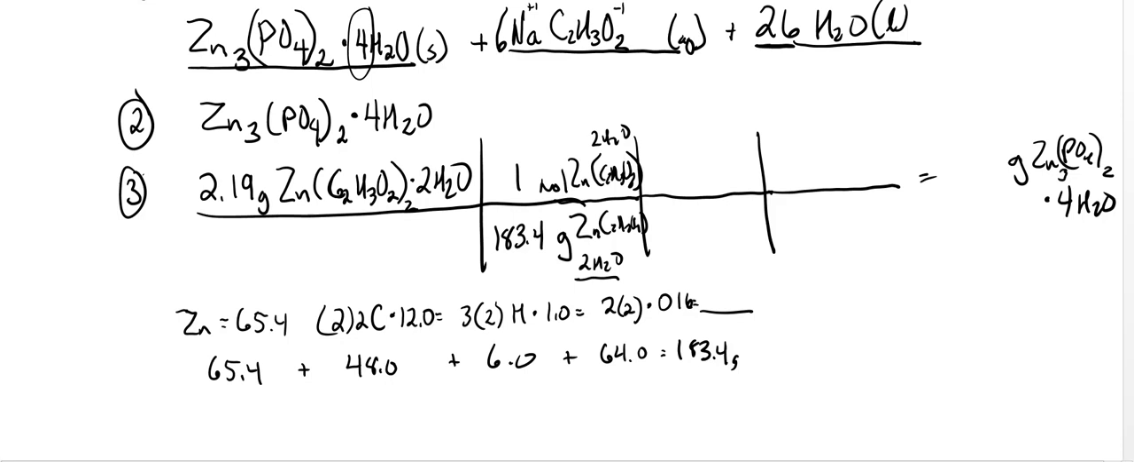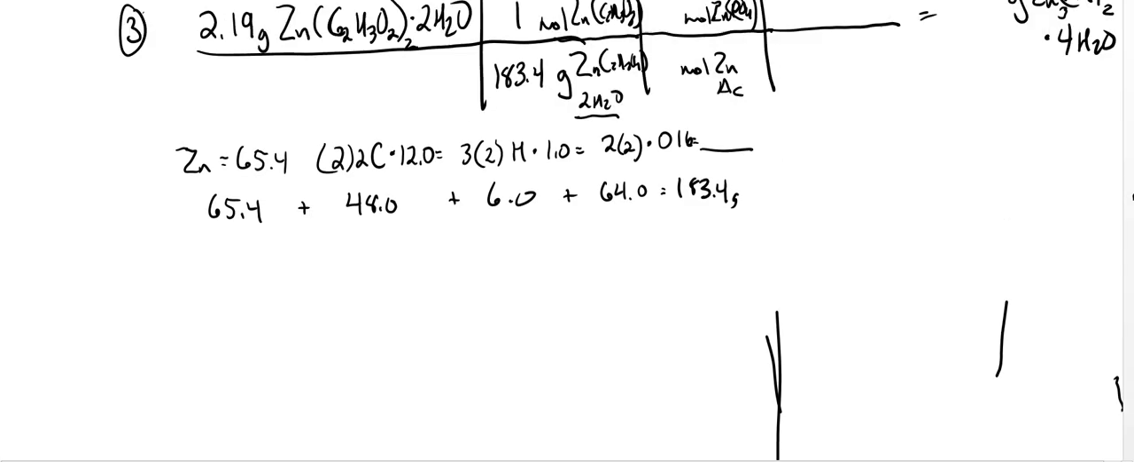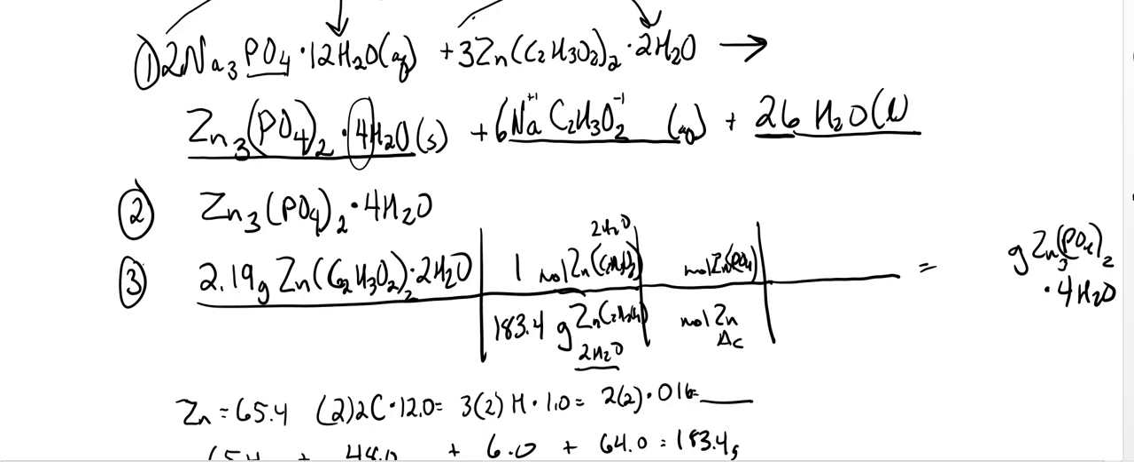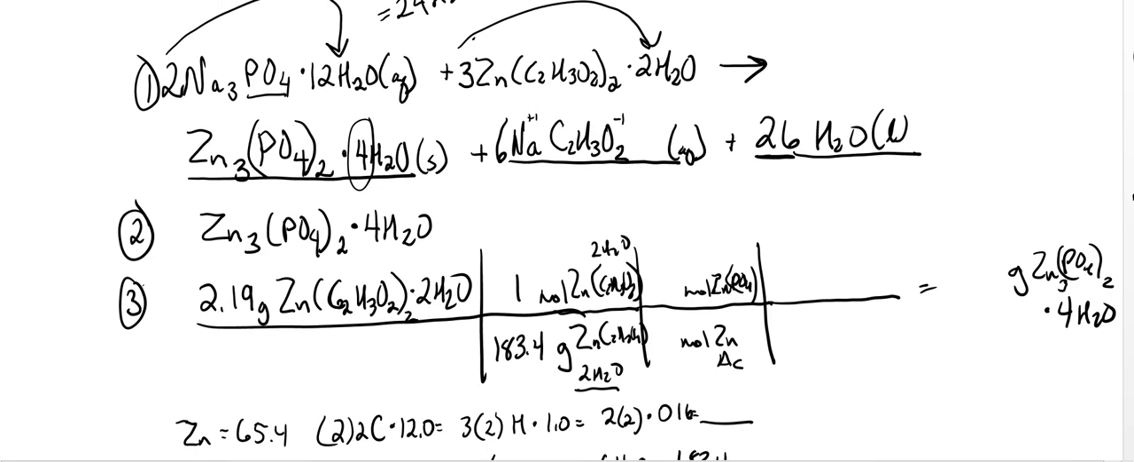Okay, so now we need to convert all our moles of zinc acetate to moles of zinc phosphate. Where do we look for that? In the balanced equation. What does the balanced equation tell us? How many zinc acetates? 3 will make how many zinc phosphates? 1. Okay.